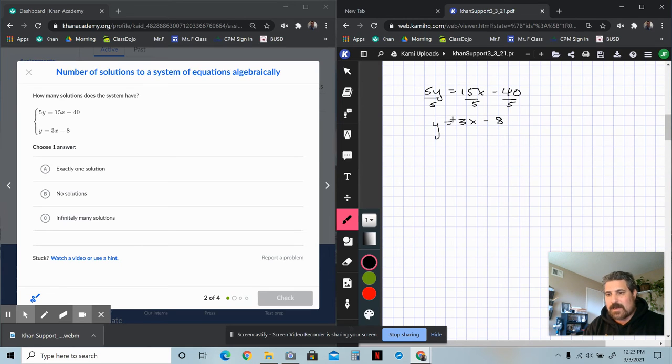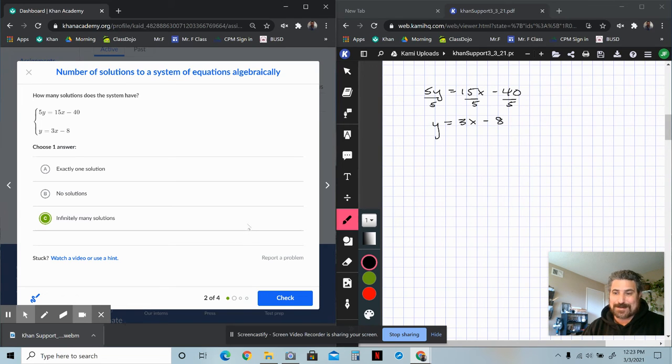Okay, so this is the line in slope-intercept form. Well, they're the same line, right? y equals 3x minus 8, y equals 3x minus 8. That means there's got to be an infinite number of solutions, right? Because every single ordered pair on one is the same as the ordered pairs on the other.